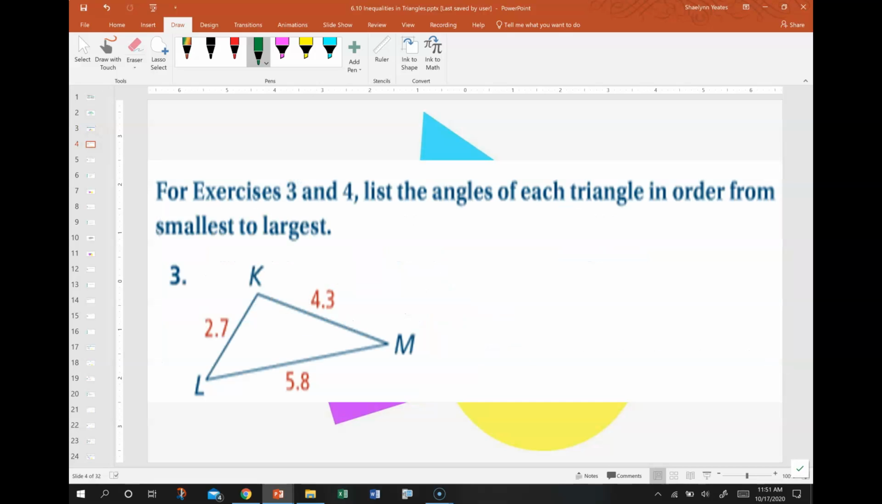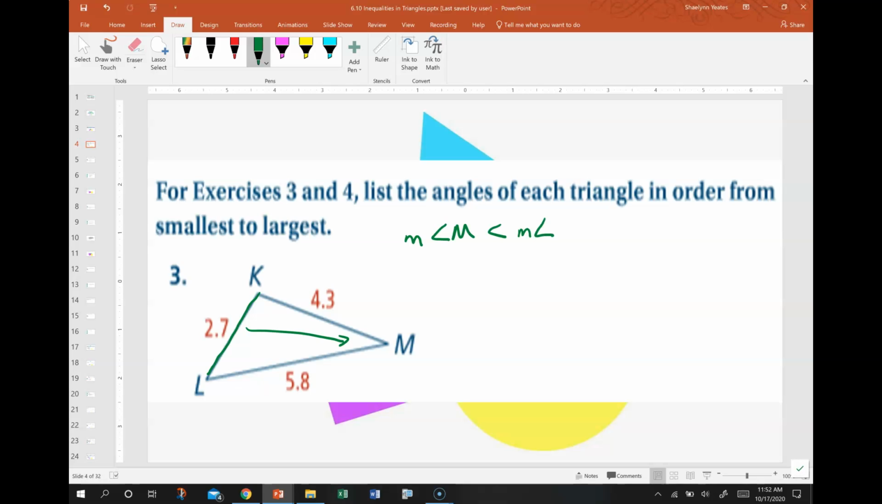Okay, so right here, we're just going to put the angles in order on the triangle from smallest to largest. So I'm going to first notice these sides. We want smallest to largest, so I see that 2.7 is my smallest side. So opposite that is angle M. So angle M is my smallest. So the measure of angle M is smaller than the measure of angle.